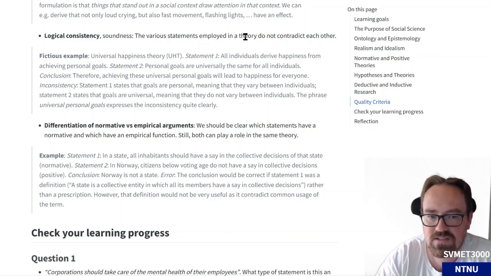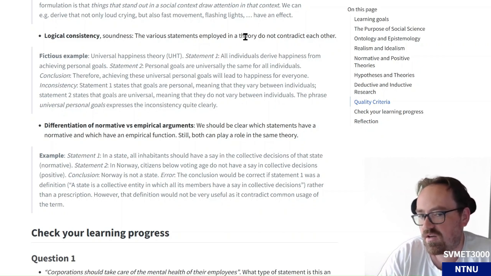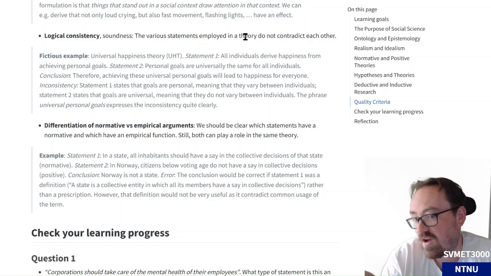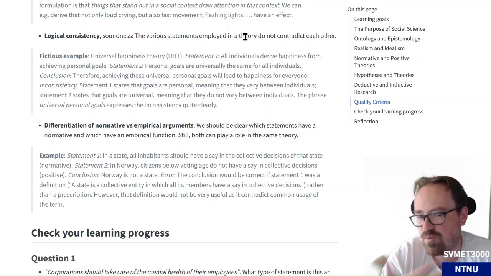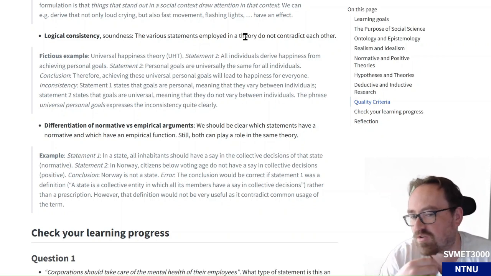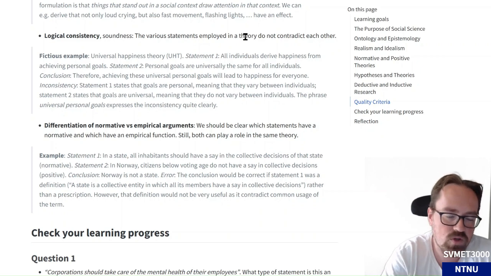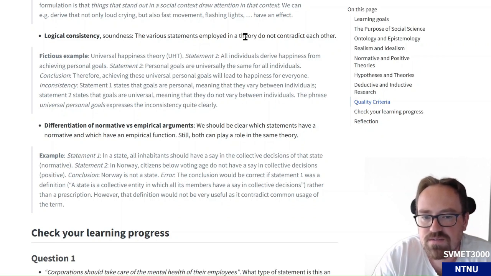However, there's an inconsistency. Statement 1 states that goals are personal, meaning that they vary between individuals. Statement 2 states that goals are universal, which says that they don't vary between individuals. And therefore, the phrase in the conclusion, universal personal goals, expresses this inconsistency quite clearly. What's a universal personal goal, right? Either it's universal or it's personal, you could say. And that is a problem if such logical inconsistencies plague a theory. That should lead to reformulation.